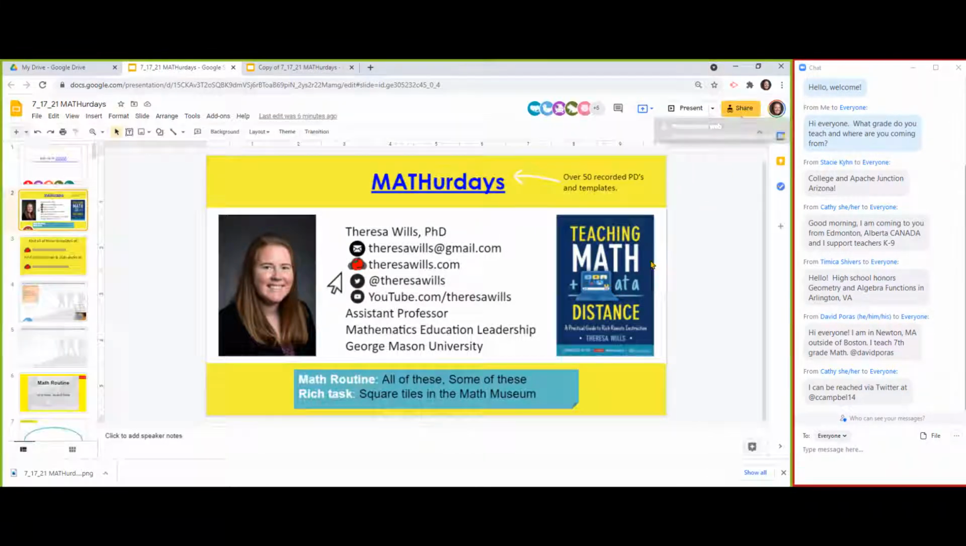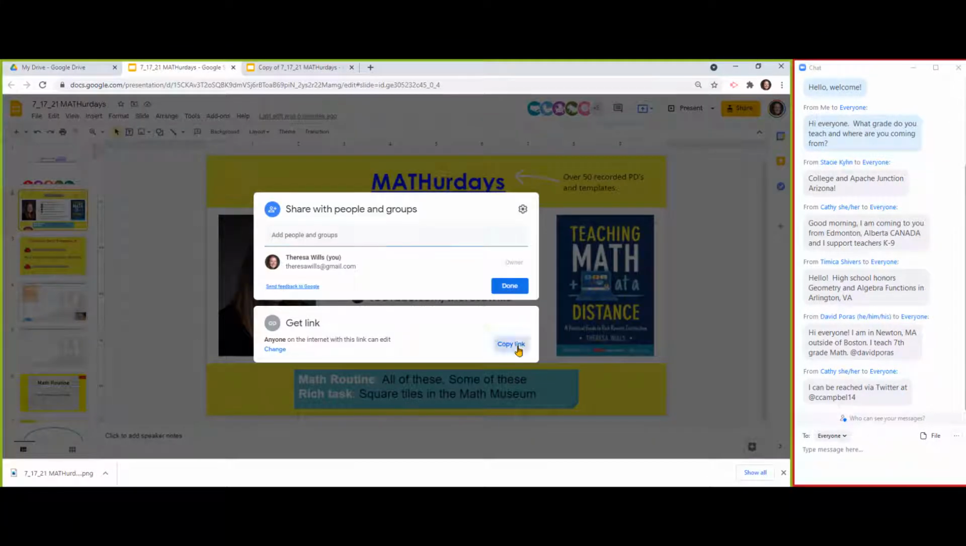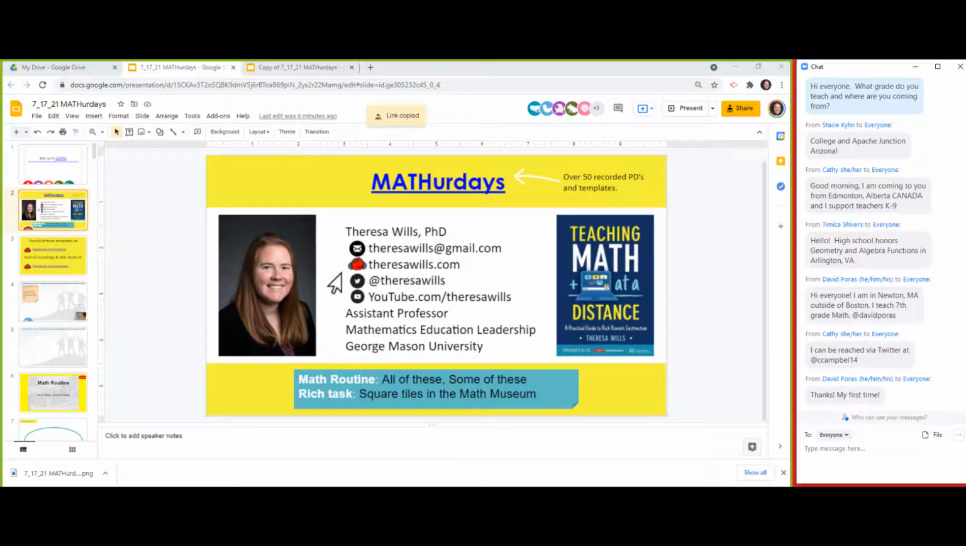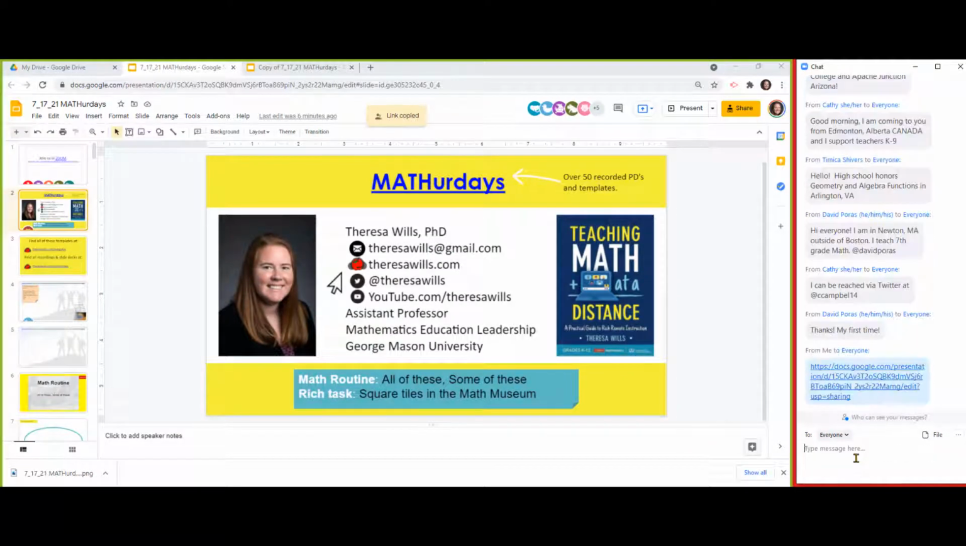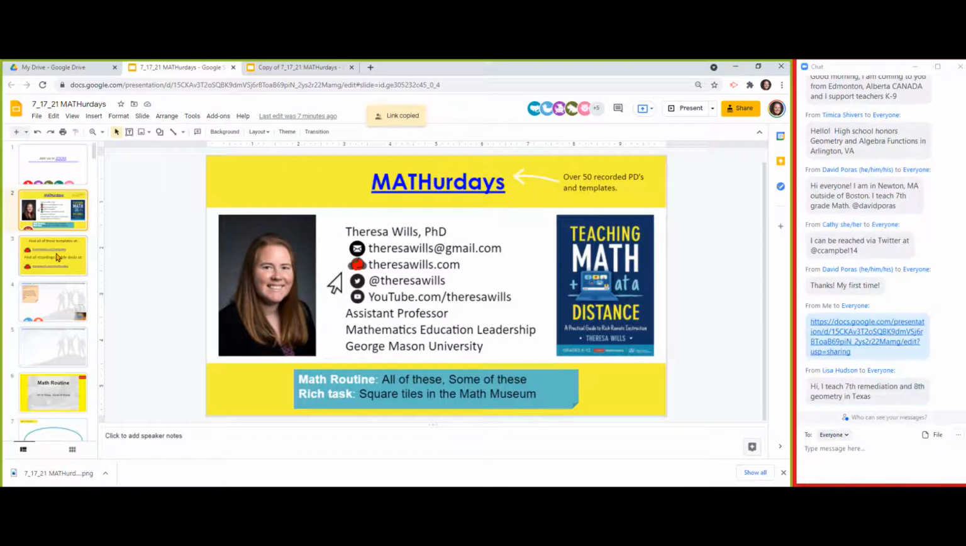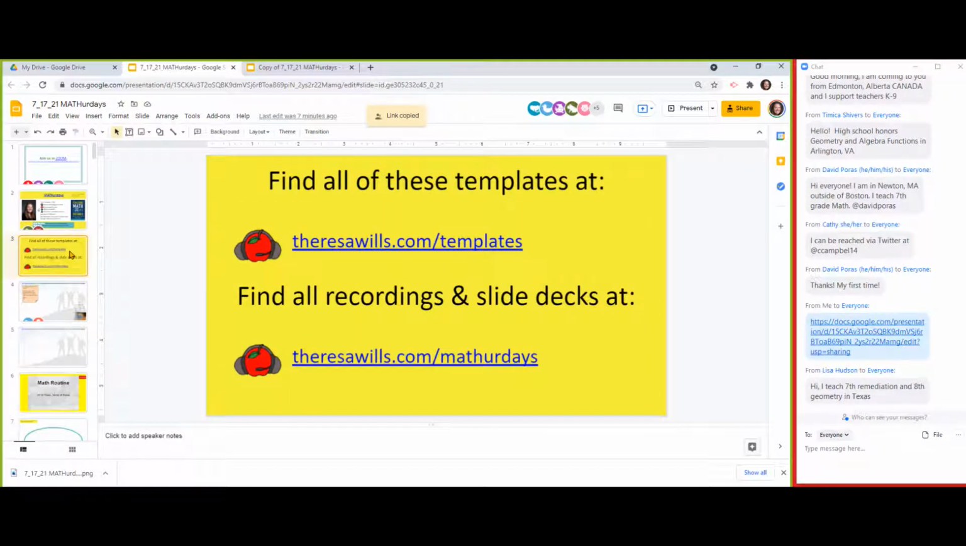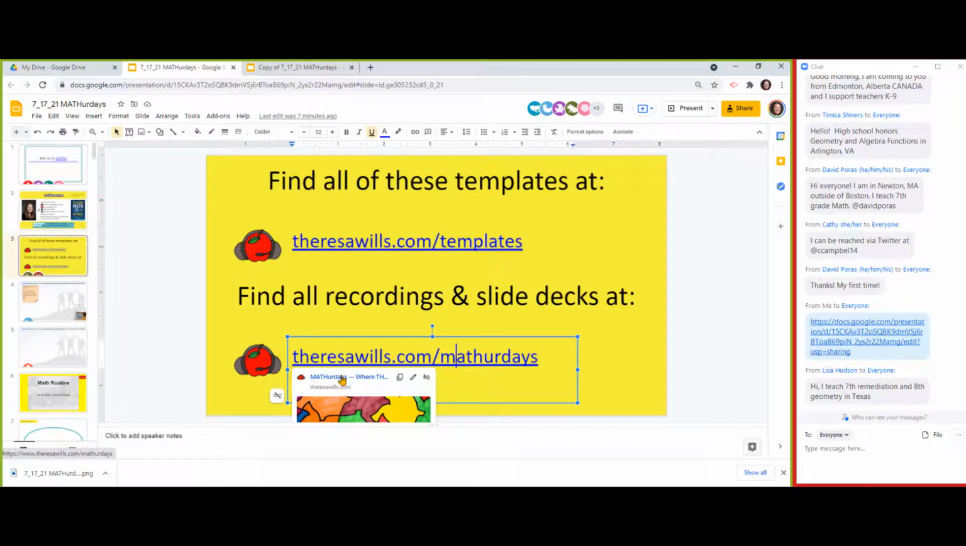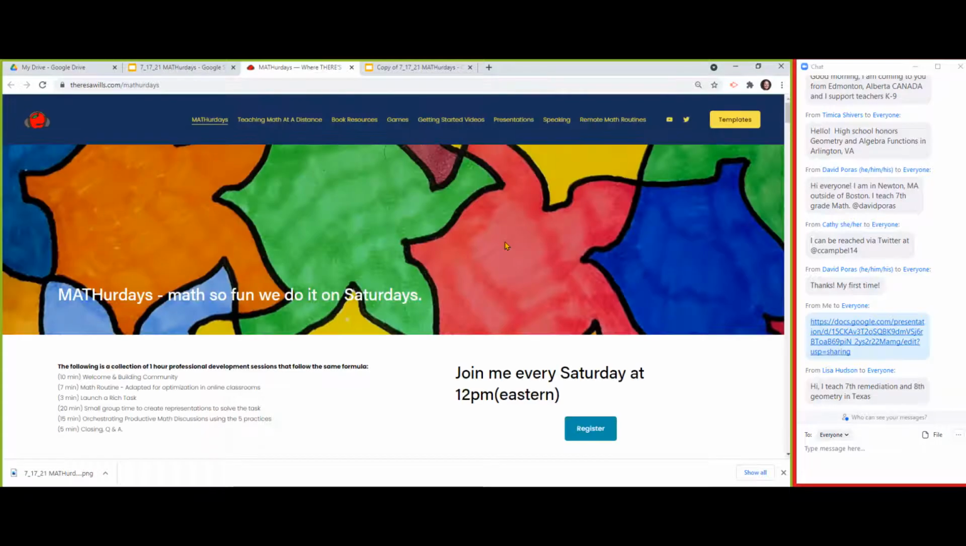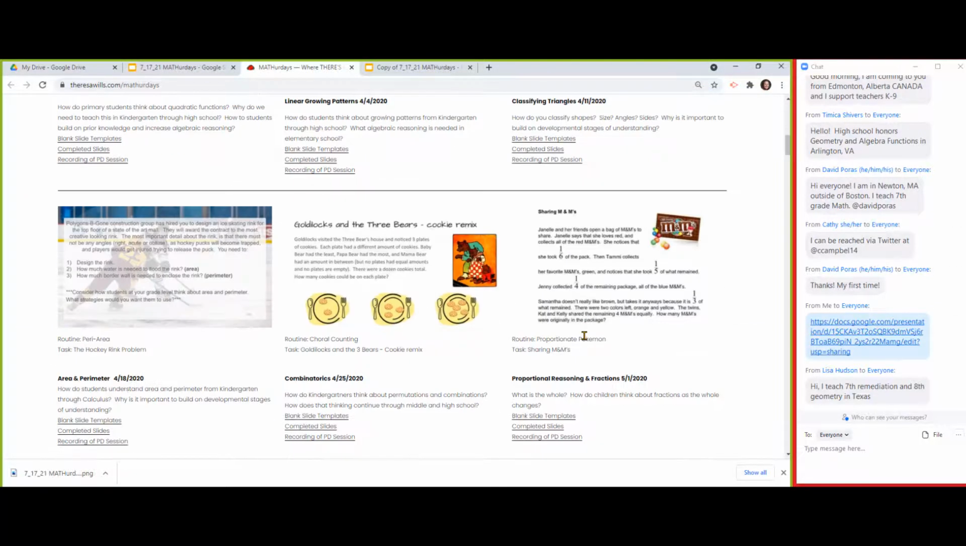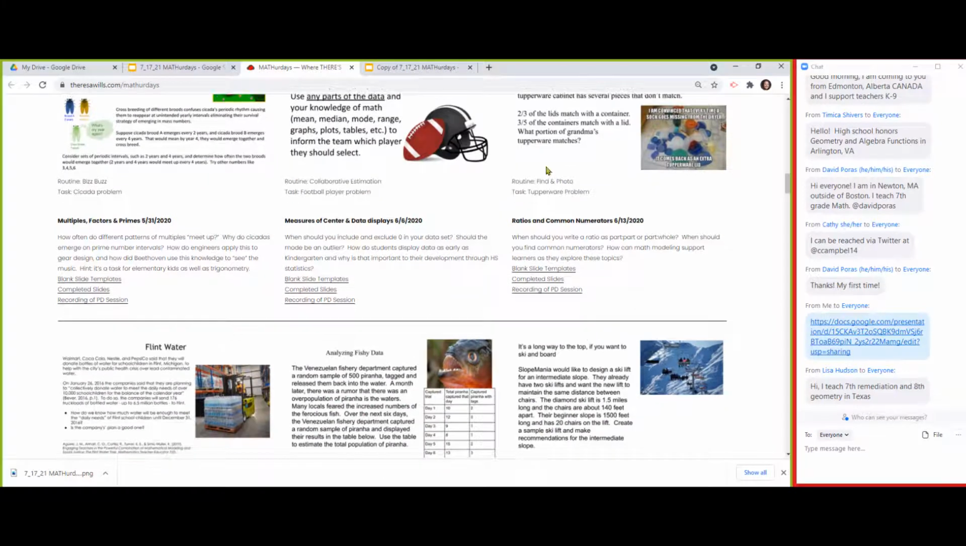So you do need the interactive slides in order to participate today. I'm going to put the link to them in the chat box. Well, that's how you got here, but just make sure you have them open also. And on slide 2, some contact information if you want to get in touch with me. Slide 3 are where you can find some really great templates, and of course all the other recordings and information for MATHurdays. We have over 50 up here now, with a lot of different routines and rich tasks and more.